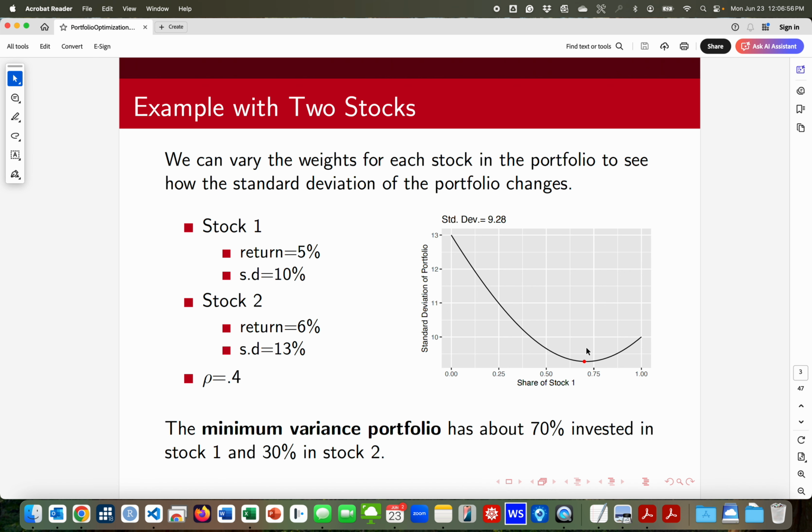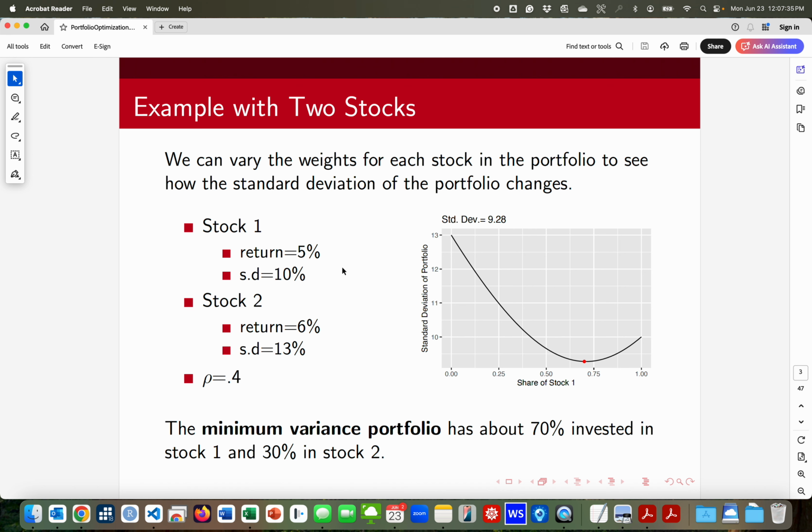about 70%. So at this red dot right here, we have 70% in stock 1, 30% in stock 2, and notice the standard deviation is somewhere above 9%, somewhere below 9.5%. And that's important because we have combined stock 1 and stock 2 in a way that actually is right here, 9.28. We have combined stock 1 and stock 2 in a way that we get a standard deviation in our portfolio that's lower than the least risky thing in the portfolio.